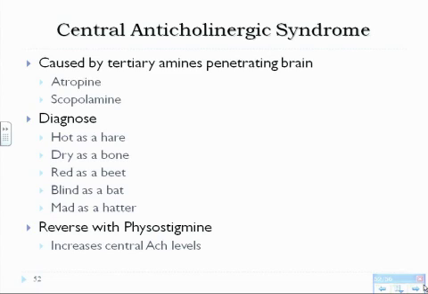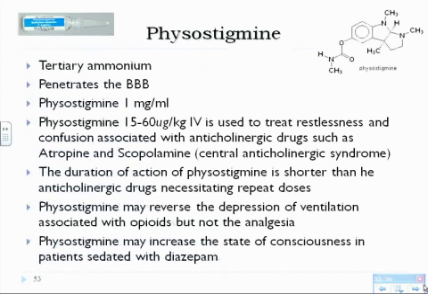Physostigmine is a centrally acting anticholinesterase drug, so that can increase central levels of acetylcholine and reverse the effects of these kind of agents. Physostigmine is a tertiary ammonium, and for that reason it has no charge. You can see the molecule up here. It has no charge, so as a consequence it can penetrate the blood-brain barrier. It comes usually in 1 milligram per cc vials like this. They usually come in glass ampules.